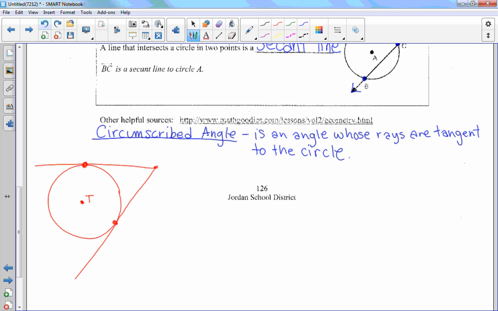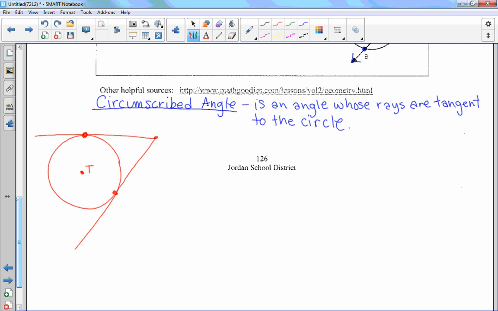One, can you give me another? Actually, give me 3 letters. F. 2 more. Okay? And L. Make sure they're capital. So we have angle FCL. That's a circumscribed angle because it's on the outside. It touches the circle exactly twice, because CF is a tangent ray and CL is a tangent ray.